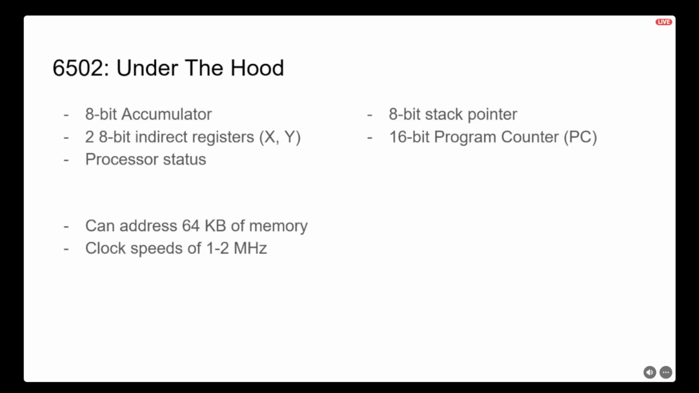So the 6502 can operate at clock speeds of 1 to 2 megahertz, and that's pretty slow. But the performance is competitive because it uses more combinational logic compared to other processors. So that's kind of why it's still relevant today. And it can address 64 kilobytes of memory. So pretty small.